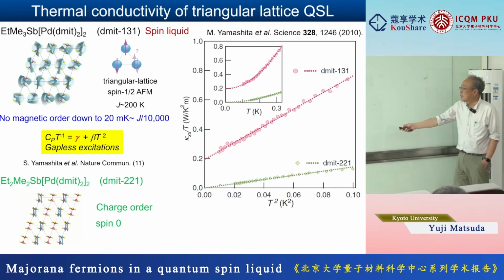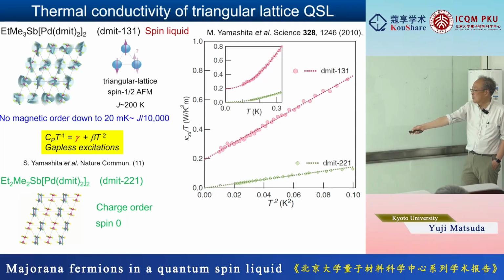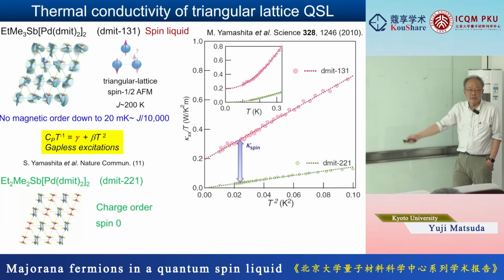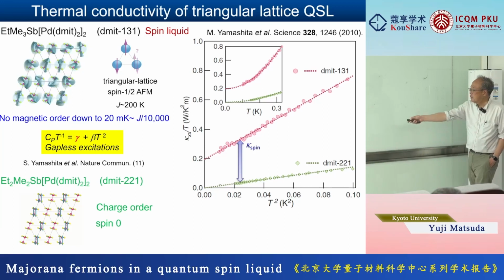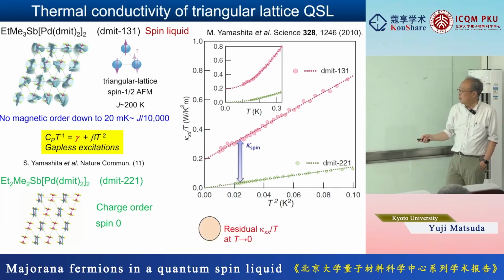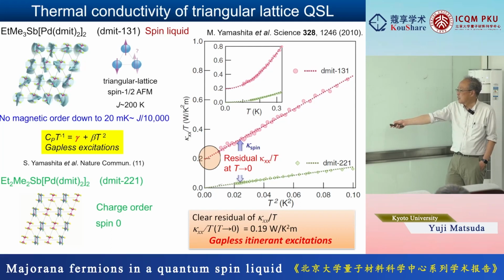So here is the result of the thermal conductivity, kappa over T, plotted as a function of T squared. This is the non-magnetic reference. This material has no charge order, but a very similar crystal structure. So this difference comes from the spin excitations. The most important point is here: there is a residual thermal conductivity, kappa over T, in the zero temperature limit.